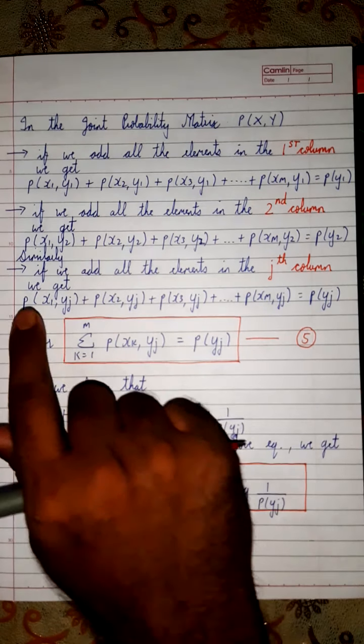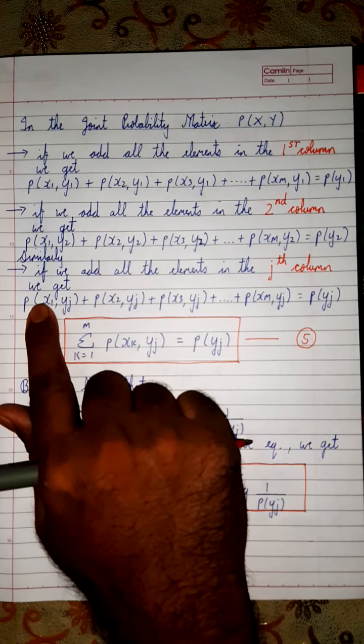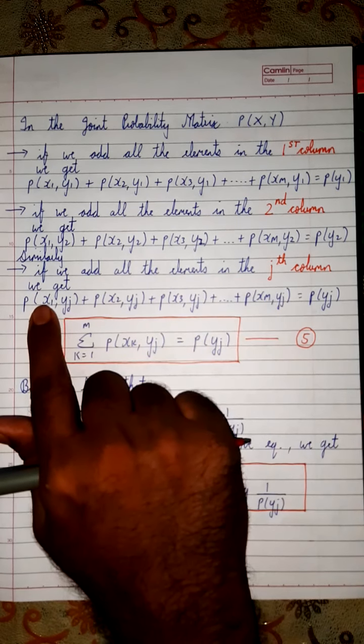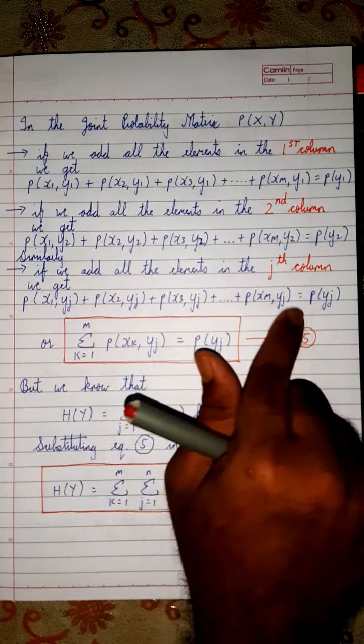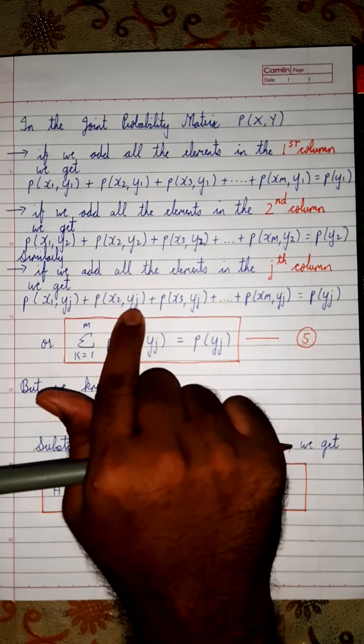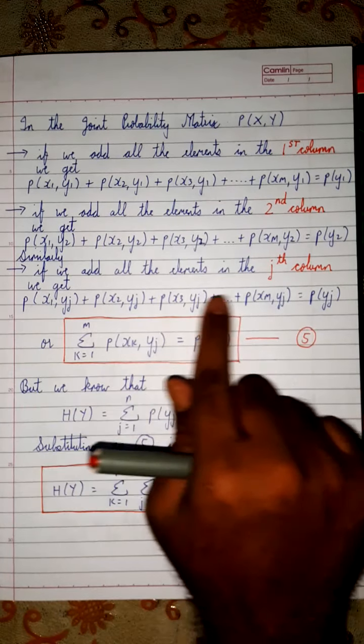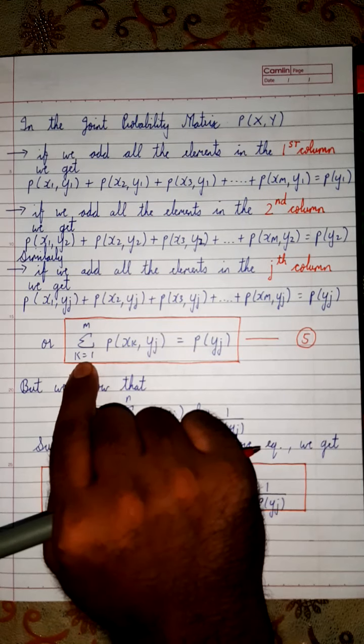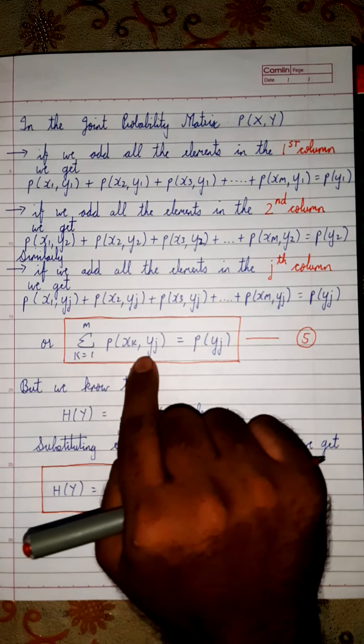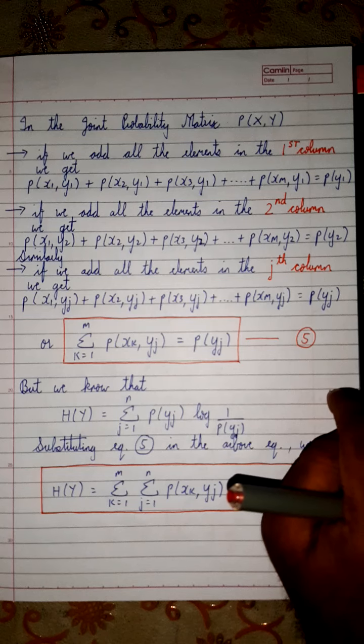Which means that here if we add all the columns, only the transmitted symbols vary from 1 to m, whereas the received symbol is constant, right? The value of j remains constant. It is the value of k that changes. So that's why it is sigma k is equal to 1 to m P of xk yj is equal to P of yj.